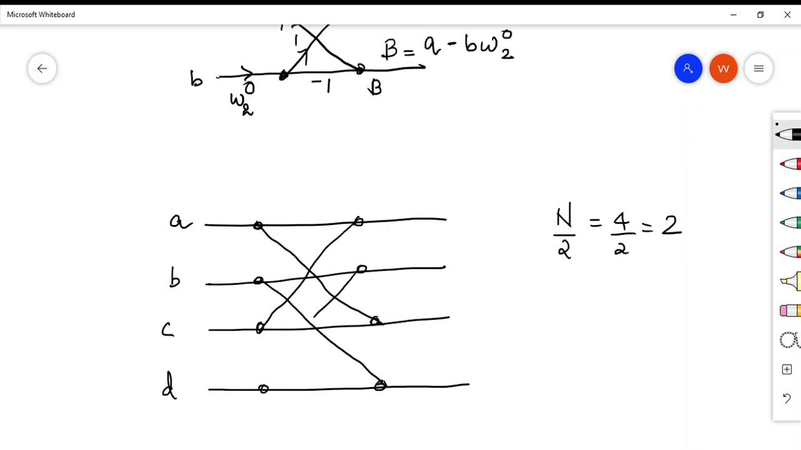Okay, like this you draw the 2 butterflies. So one butterfly is this one. This is the first butterfly. Okay, second butterfly, this is the second butterfly. So like that you have 2 butterflies. And how will you mark the weight?